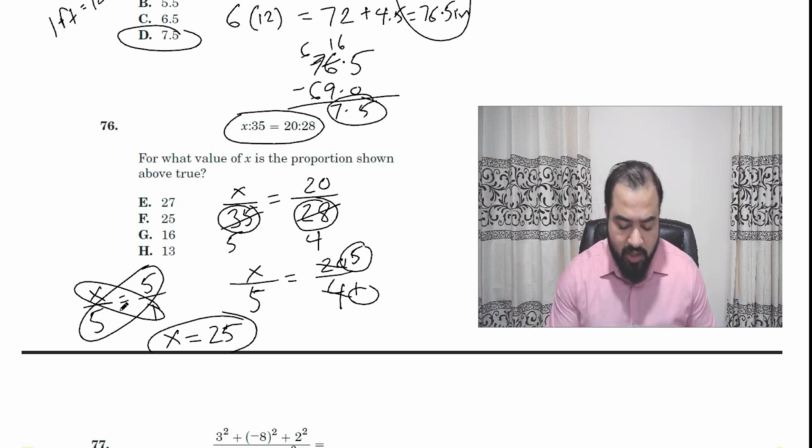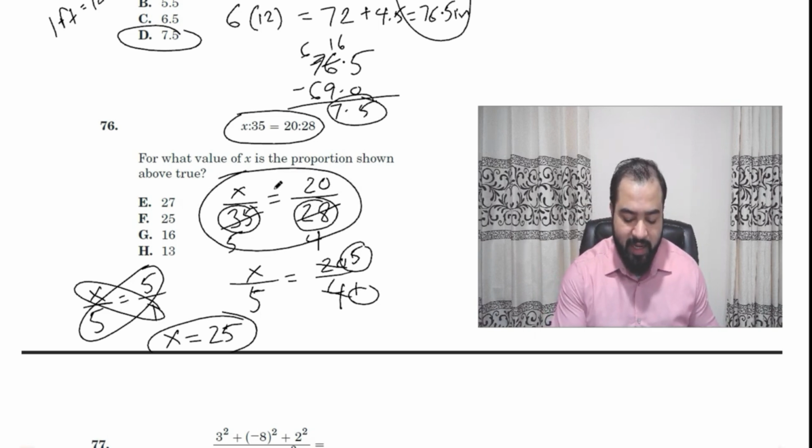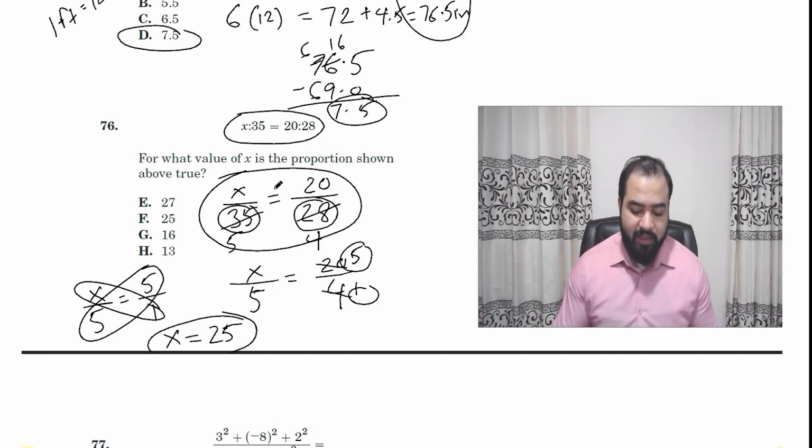Now the point is, we could have done that cross multiplication in the beginning. But multiplying 28 by x and then 35 by 20, then dividing, is a little bit more work. So when we simplify them first, it becomes easier.